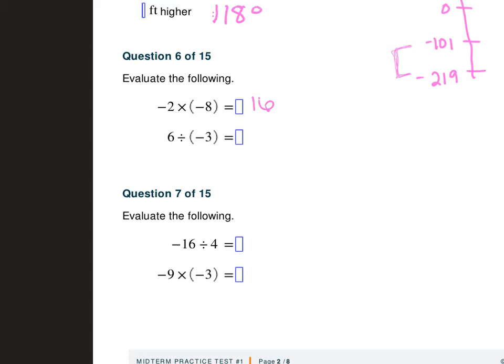Now I have 6 divided by negative 3. I know that's just 6 divided by 3 is 2, but they're opposite signs, so my answer is negative 2. Then I have negative 16 divided by positive 4. Those are opposite signs. My answer is going to be negative. 16 divided by 4 is 4. And then negative 9 times negative 3 is just a positive 27. Same sign, positive answer.